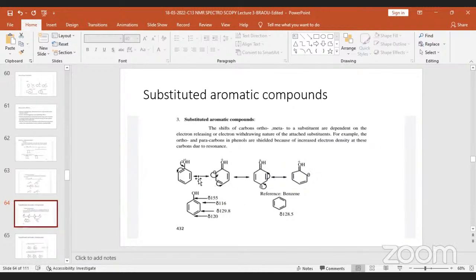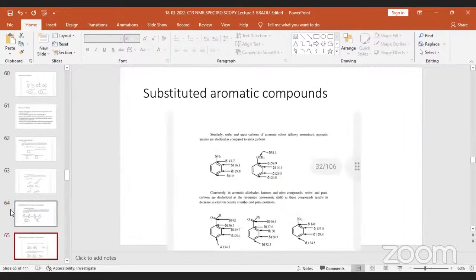You just observe the aromatic ring when it is attached to OH or an alkoxy group. The same thing happens. The electron density at ortho and para carbons is increased, and therefore an upfield shift is observed. See the ipso carbon, you see 155 because of the electronegativity of the OH, and the meta carbon is not much affected. Next.